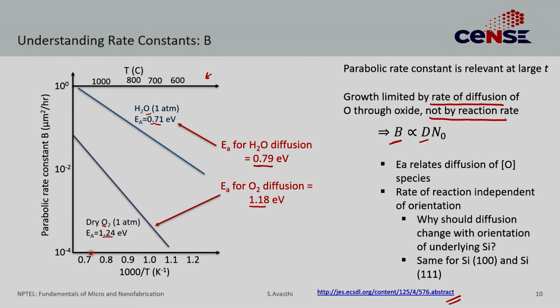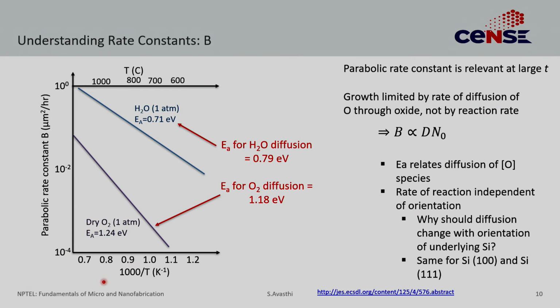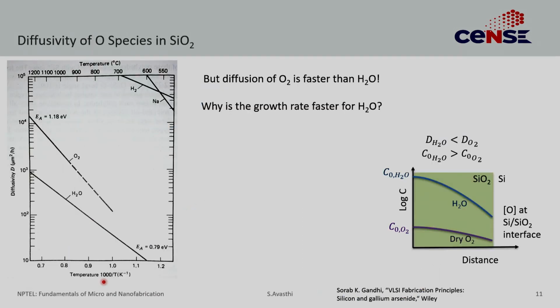So, look at these values, right. With dry oxidation, the parabolic rate constant is lower, the growth is slower with oxygen than it is with water. So, how is that possible? That actually can be explained only if you go into a little bit more detail, right. So, that is this slide.